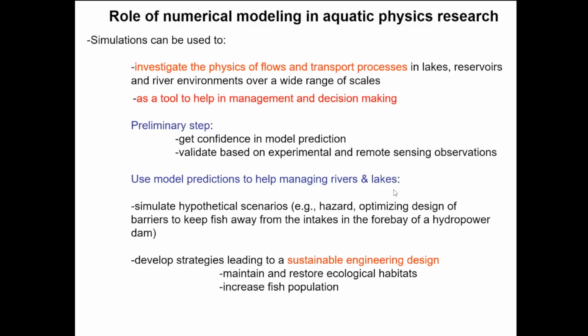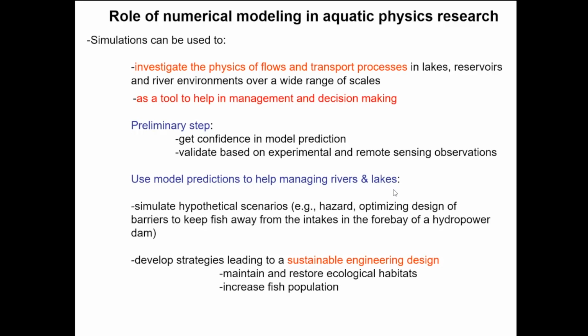Okay. So once we have validated, how can we use this numerical simulation as a tool to manage rivers and lakes? Again, there are a couple of ideas. We can simulate all sorts of hypothetical scenarios. What if we have a pollutant spreading into a river, how is that going to affect the life of the fish or of vegetation? How can we optimize the design of hydraulic structures introduced in the forebay of a hydropower dam, such that we can keep the fish away from the intakes?